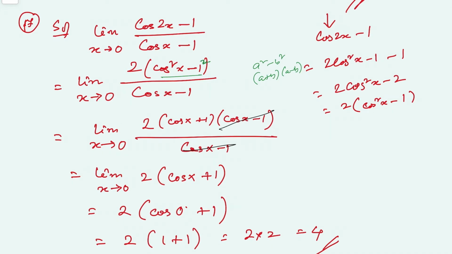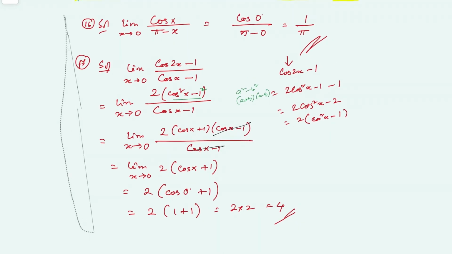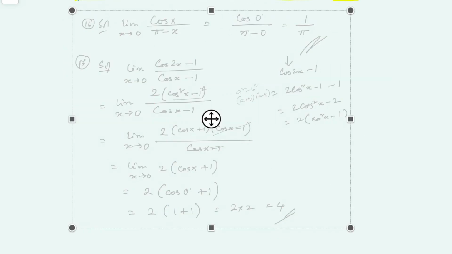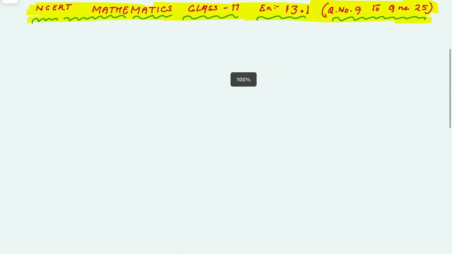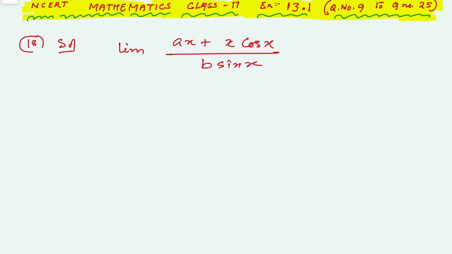So now let's move on to question number 18. Okay, what is there? So let me clean this page first. Okay, so this is question number 18. So what we can do here, this is the question, limit ax plus x cos x by b sin x, where x tends to 0. Okay, we cannot put sin 0 here in the denominator because it will be 0, then this is not going to be defined. Okay, so that's why we need to simplify this as well.